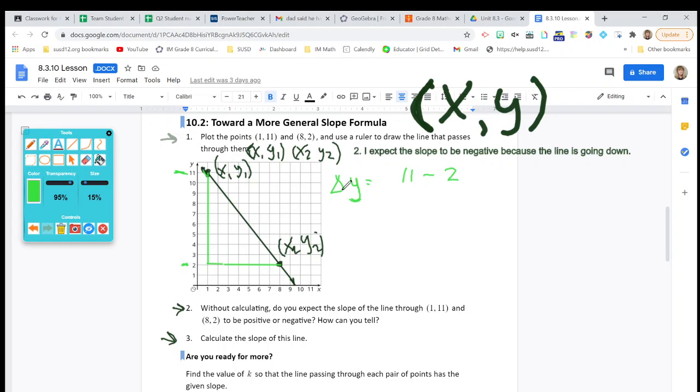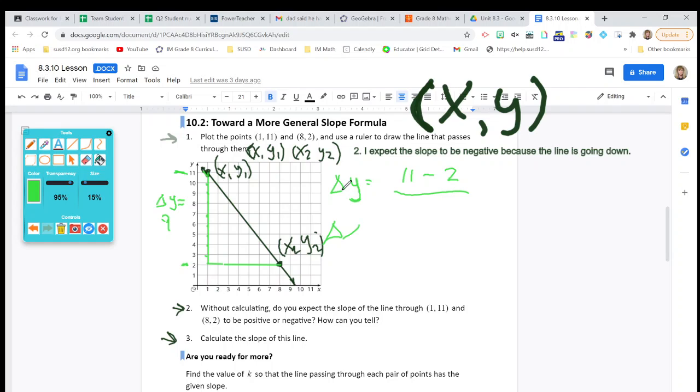So 11 minus 2 gives you that value, right? It's a change in y of 9. And I can even write that down. We can count and go 1, 2, 3, 4, 5, 6, 7, 8, 9. But what if you only had the coordinates and you didn't see the graph? Then you'd have to say, oh, 11 minus 2, that's 9. That's a difference equal to 9.